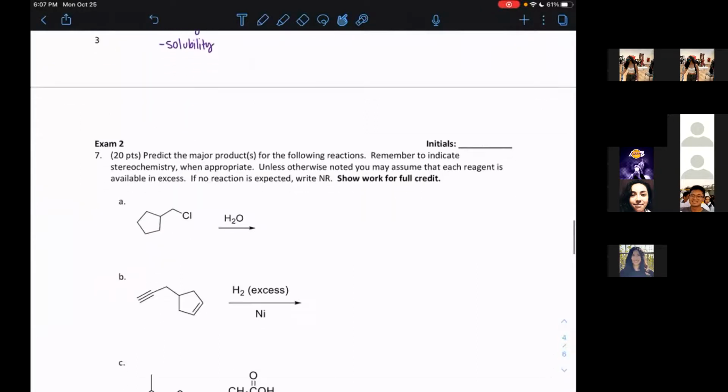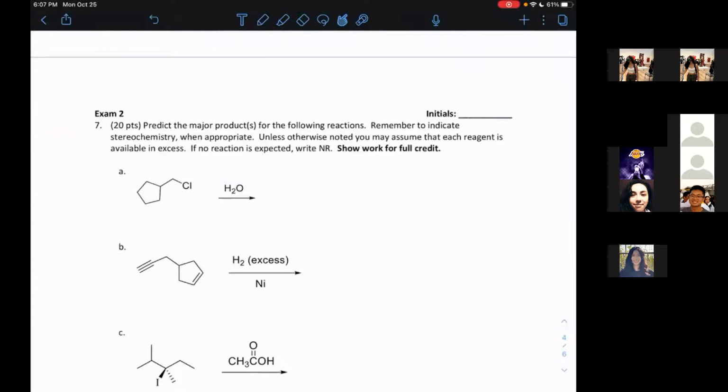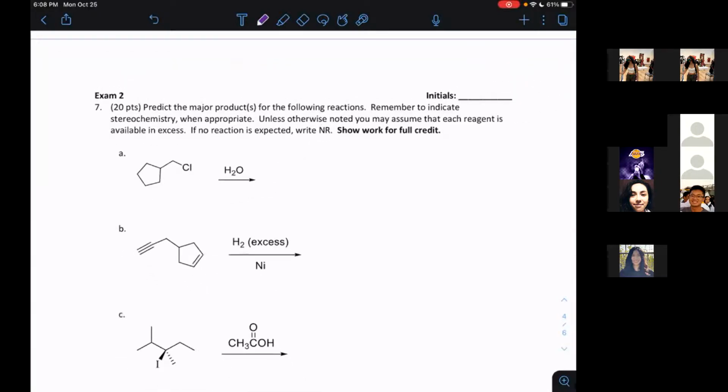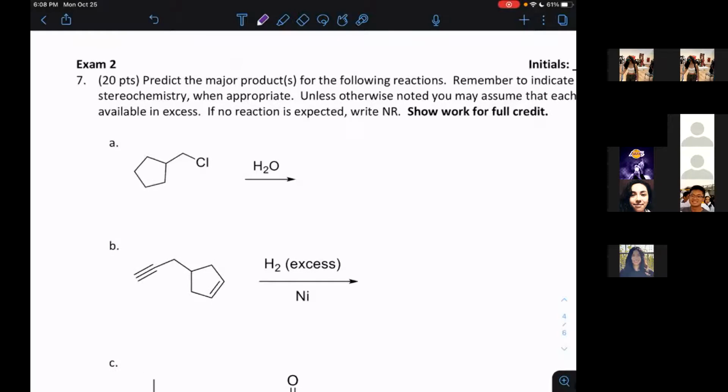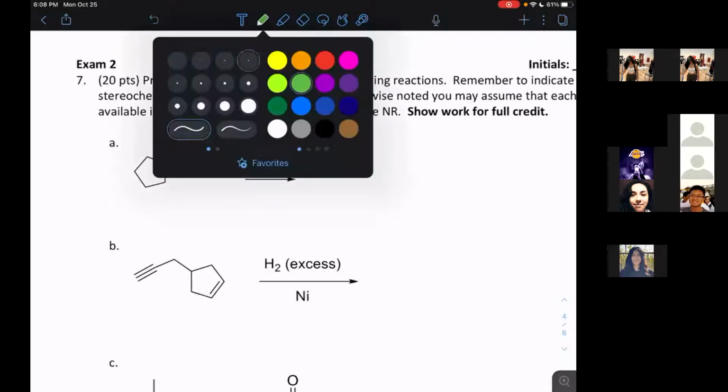Okay, cool. So then we could do 7, predict the major products. Also, guys, pay attention to the question. If it says indicate stereochemistry, it's basically saying show the enantiomer if there's one. There are some problems where you would assume you don't have to show it, like in chapter 5 reactions, but always show the enantiomer if it says show stereochemistry, just so you know.